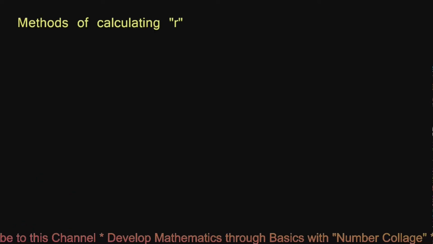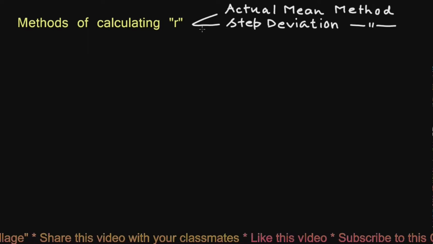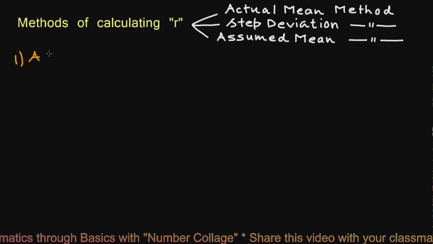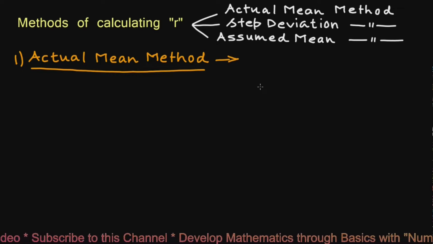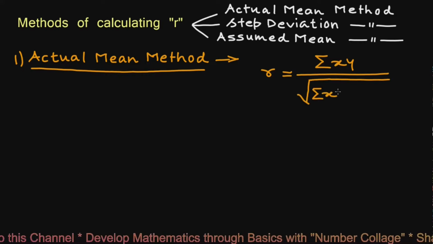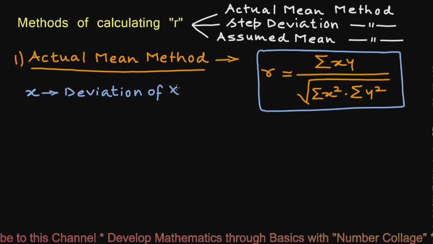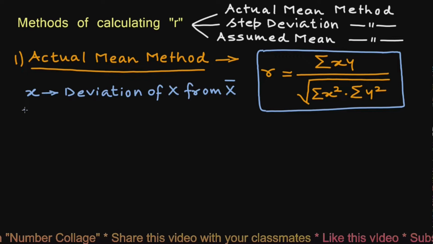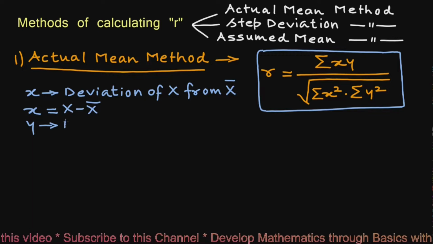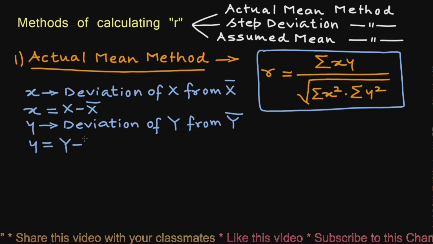There are three methods of calculating r. The first is the actual mean method, the second is the step deviation method, and the third is the assumed mean method. So first let us see the actual mean method, and the formula for this method is r equals summation xy upon square root of summation x square into summation y square. Here x is the deviation of x from the mean x bar, that is, x equals X minus x bar. Similarly, y is the deviation of Y from y bar, which means y equals Y minus y bar.